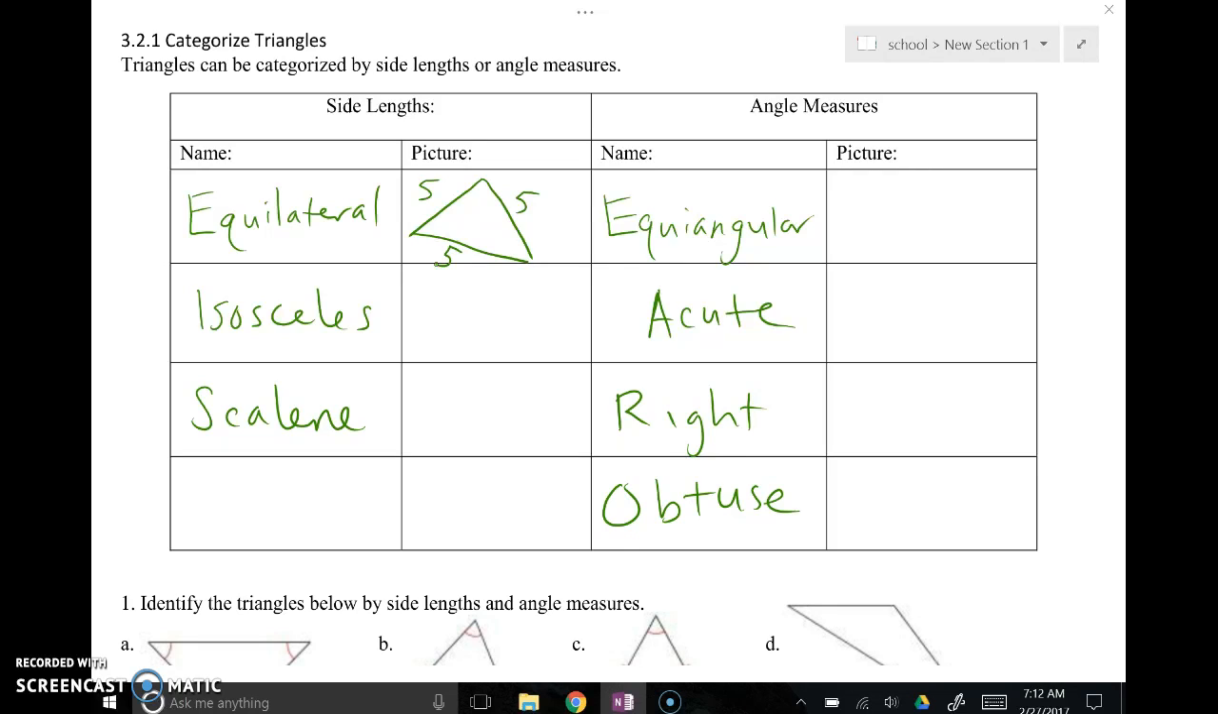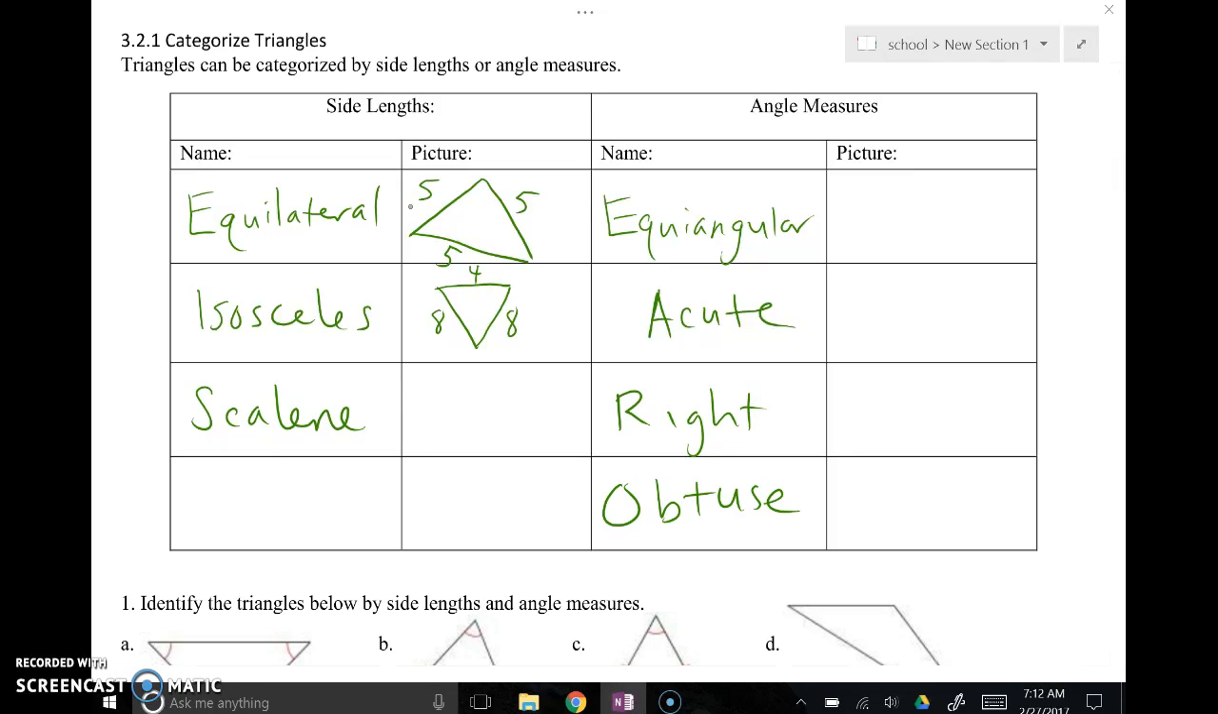An isosceles triangle is at least two sides are the same. So maybe we have something like this, where we have two of the sides the same and possibly one's different. Like we said, at least two sides are the same. So an equilateral triangle would also have isosceles characteristics because it does have two sides that are the same. But an isosceles triangle, at least two sides are the same.